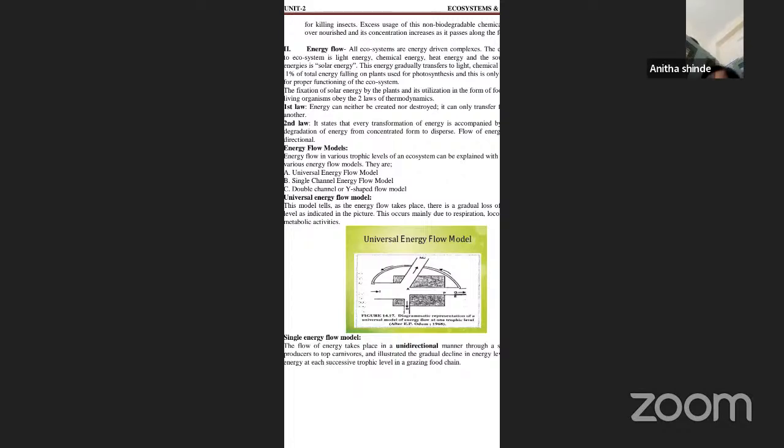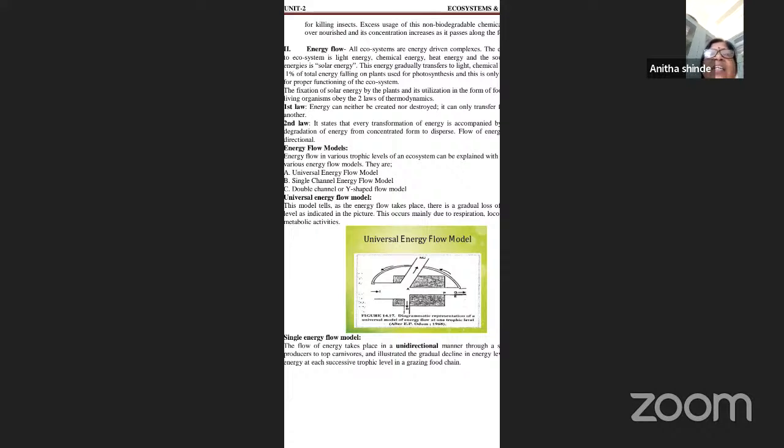So we have talked about the components of the ecosystem. After that, now we are talking about the functional attributes, or the functional activities, that run between the biotic and the abiotic community in nature. We know what a food chain is, and what a food web is. Now, what do you mean by energy flow? All ecosystems are energy-driven complexes.